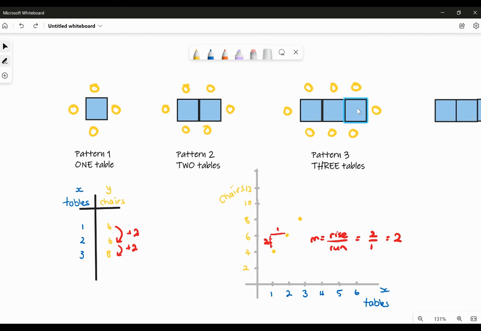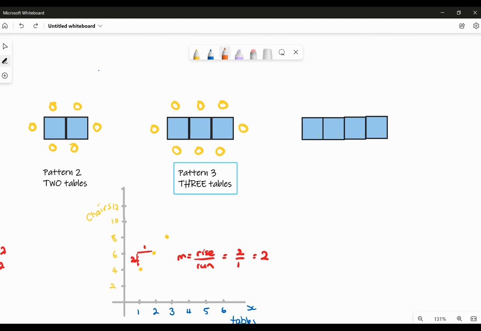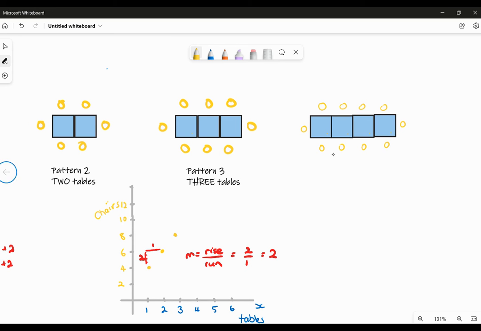There's 3 tables and there are chairs around it in yellow. Okay, so if we have over here 4 tables and then we need to put chairs around the outside. Okay, what we can do with that is that we can actually make a table.